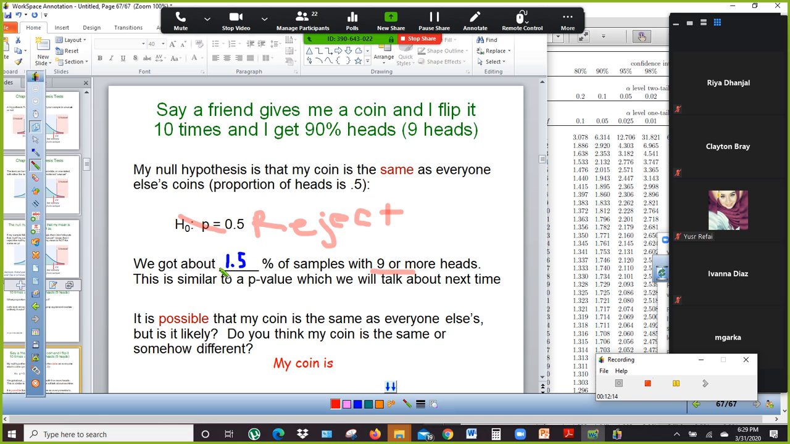That's rarely going to happen. So it's more likely that my coin is a funny coin. My coin is a fixed coin. Right? My friend gave me this fixed coin that comes up heads all the time. Is that sort of making sense?